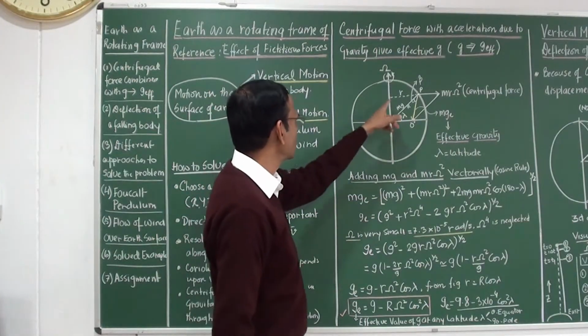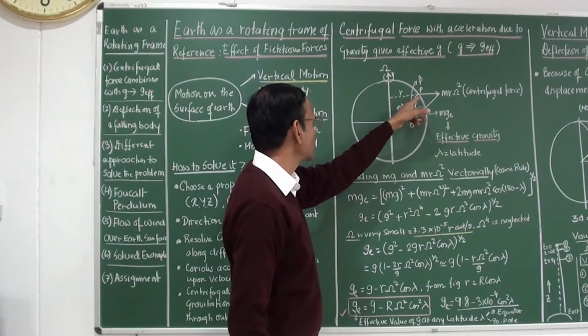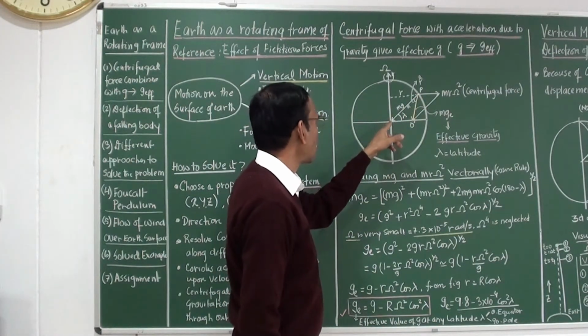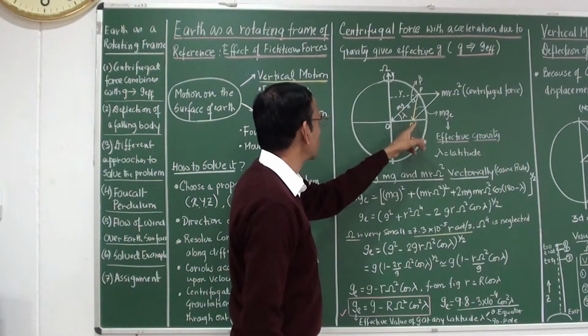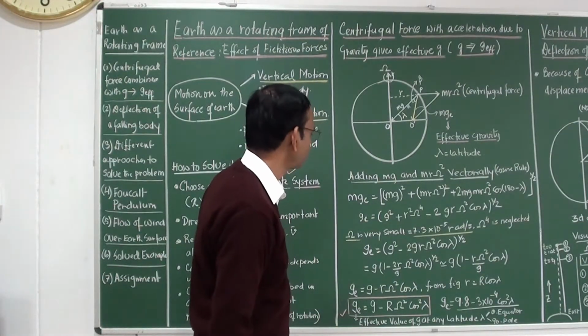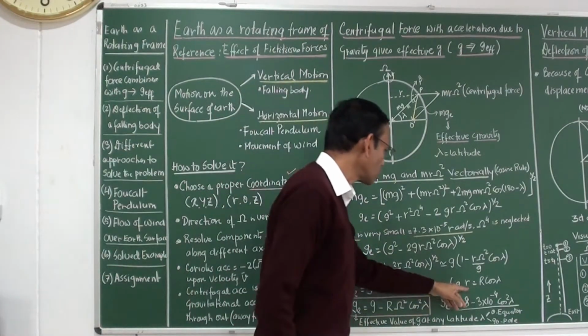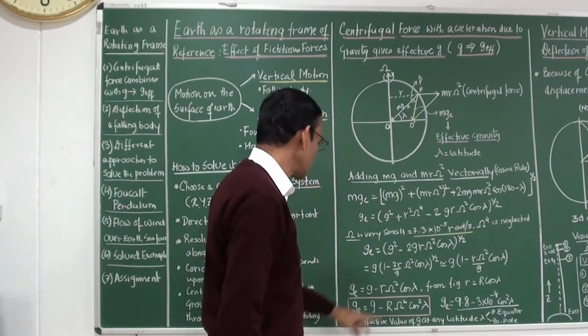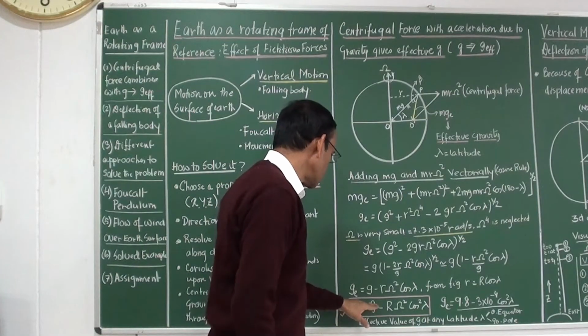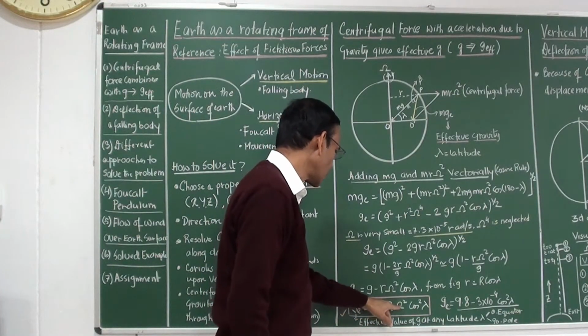So from the figure, this r, that is the distance between the particle and the axis of rotation, is R cosine lambda. If you draw a line over here, it is R cosine lambda. This small r is R cosine lambda. Substitute over here so that we know all the quantities. Now g E is equal to g minus R omega square cos square lambda.